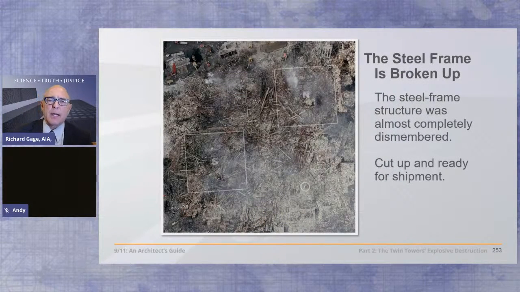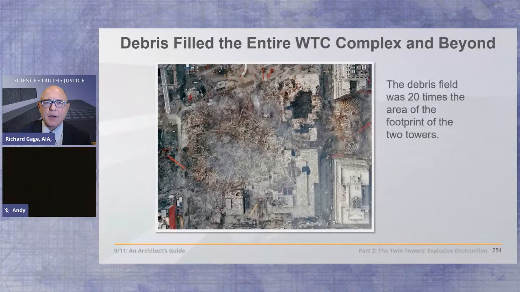The steel is broken up, ready for loading and shipment. The entire World Trade Center complex is filled with these structural steel elements. They're not missing. They weren't turned to dust. They're found all over the place. 200,000 tons of it all together.